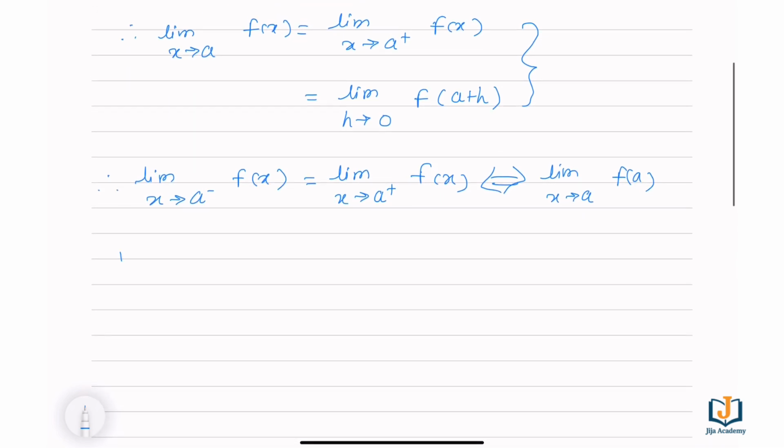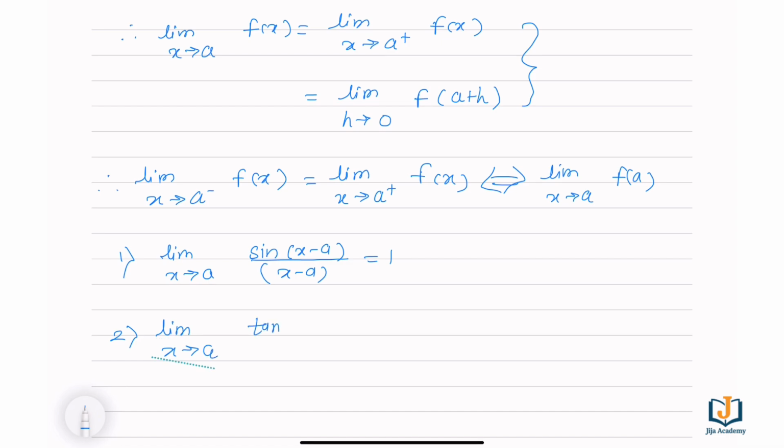Now there are two formulas. First one is the limit as x tends to a of sine of x minus a divided by x minus a is equal to 1, and the second formula is the limit as x tends to a of tan of x minus a divided by x minus a is equal to 1. So both these formulas we are using in our problem.